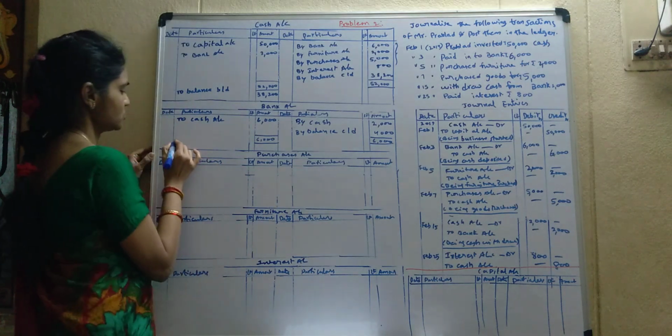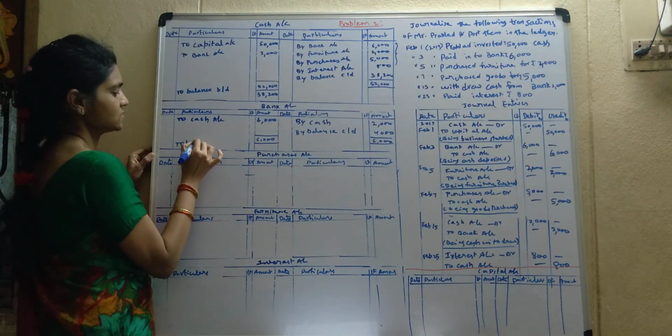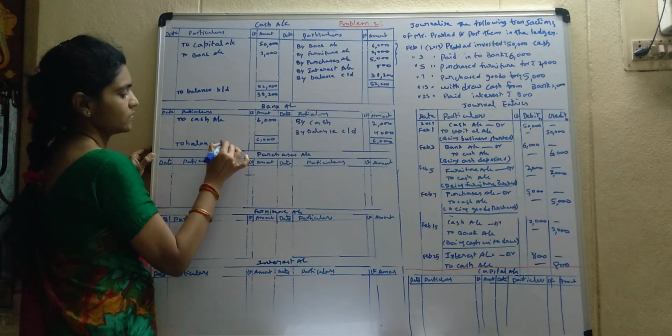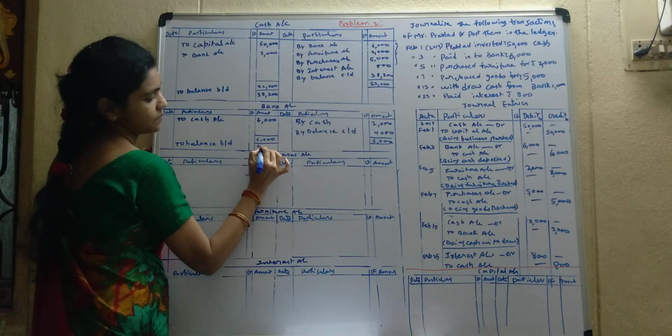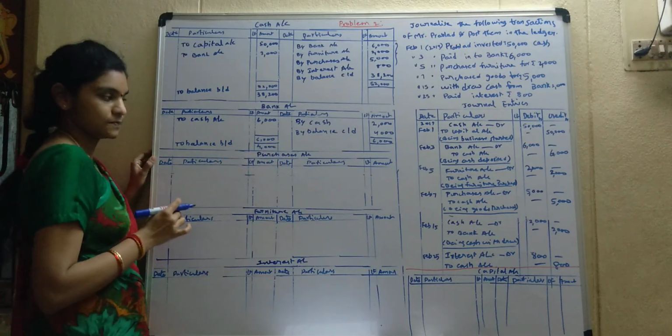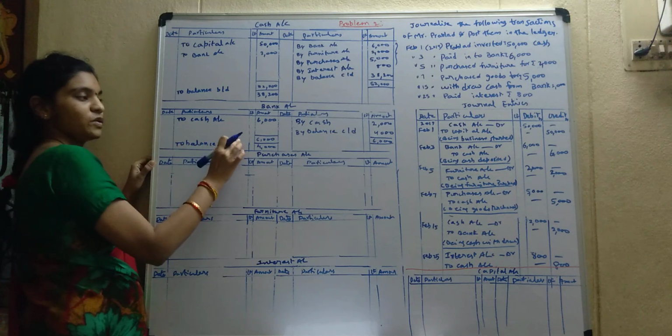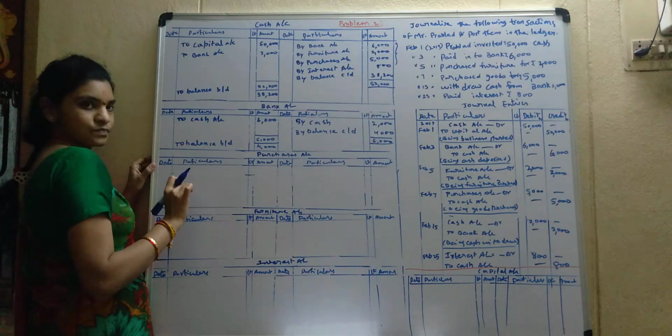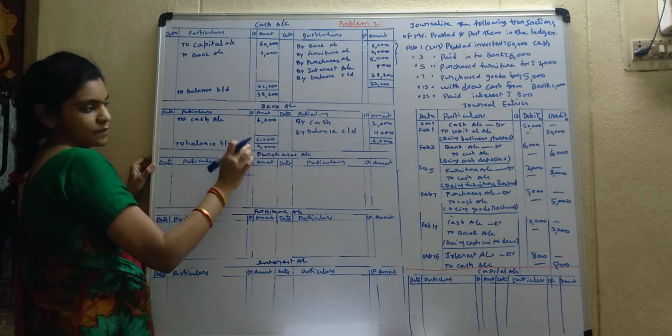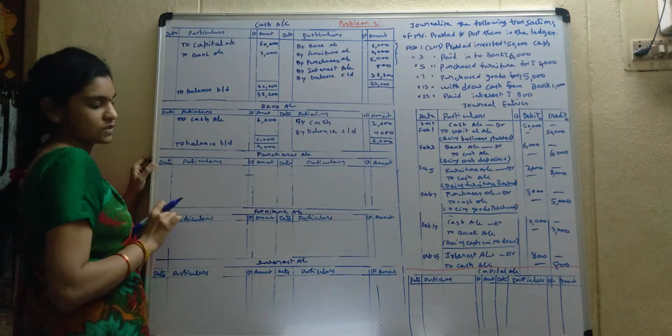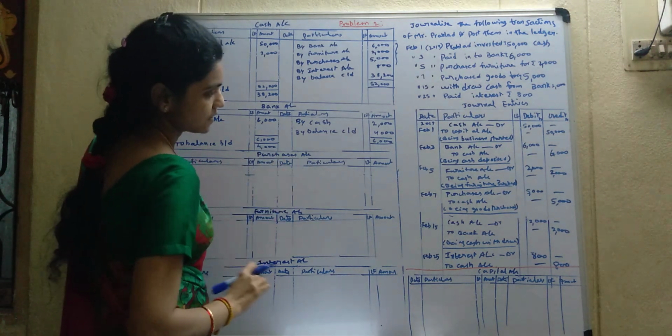Now to balance brought down. What's the remaining amount in the bank? 4,000. Now purchases.